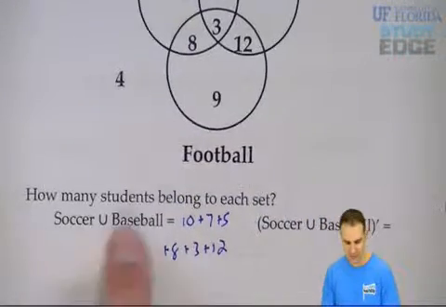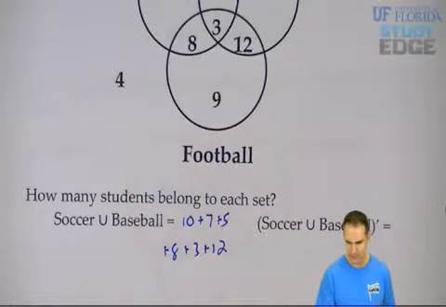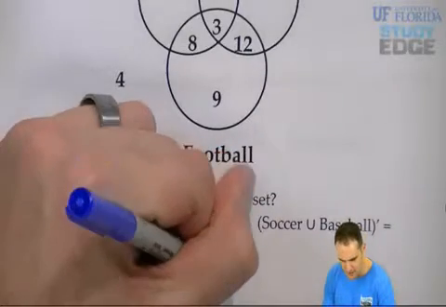So let's go ahead and put that on screen. 10 plus 7 plus 5 plus 8 plus 3 plus 12. You have to break out that calculator. Otherwise, you'll get a total of 45.